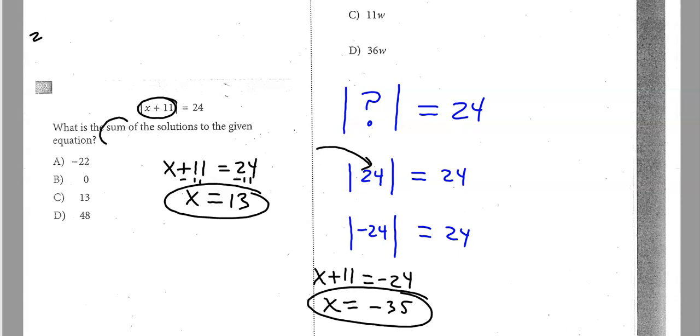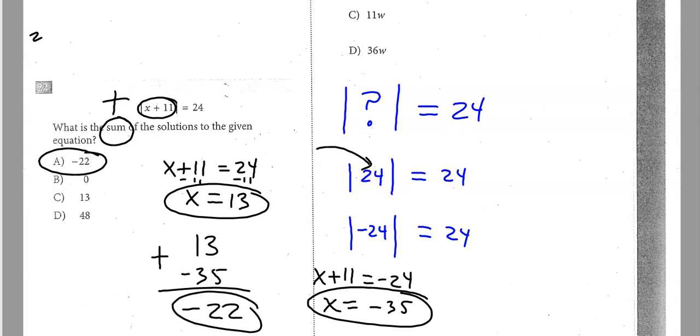But then they want to know the sum. Sum means add, so I need to add my two solutions. 13 plus negative 35. Add those up, and I'm going to get negative 22. It's the only negative number, so you probably wouldn't have just picked that if you were guessing.